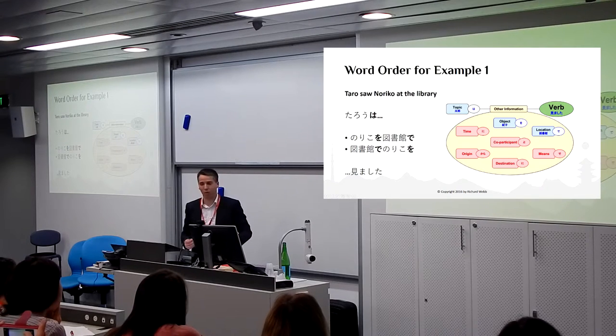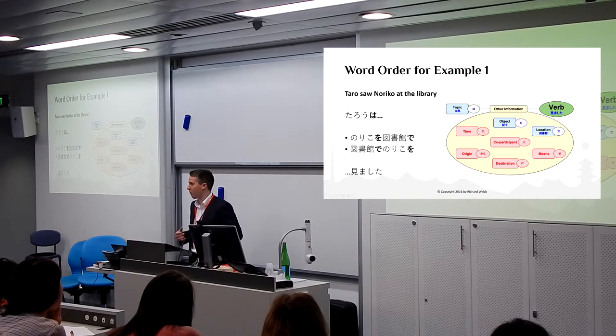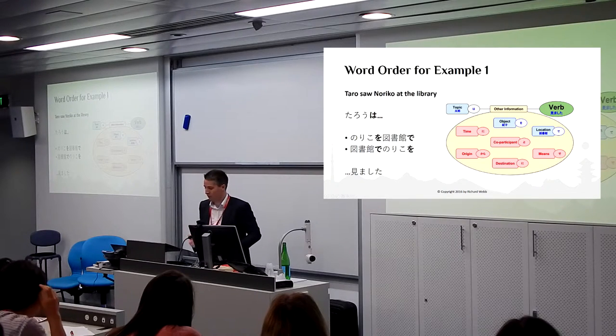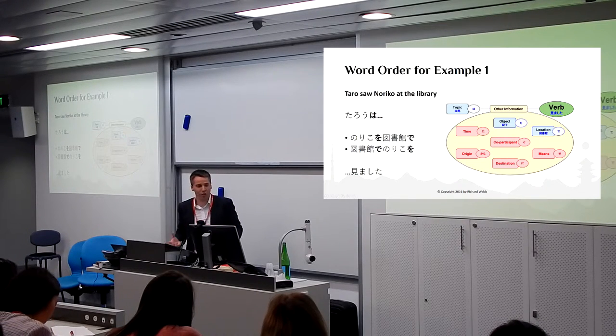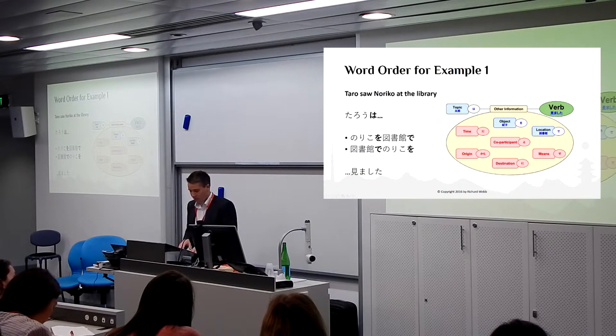If I say Taro wa Noriko o Toshokan de Mimashita, it sort of implies that that's where he saw her. But if it's Taro wa Toshokan de Noriko o Mimashita, it sort of puts more emphasis on the fact that Noriko is the person who he saw. But in terms of what actually occurred, if we're not worried about the emphasis, the word order doesn't really matter.